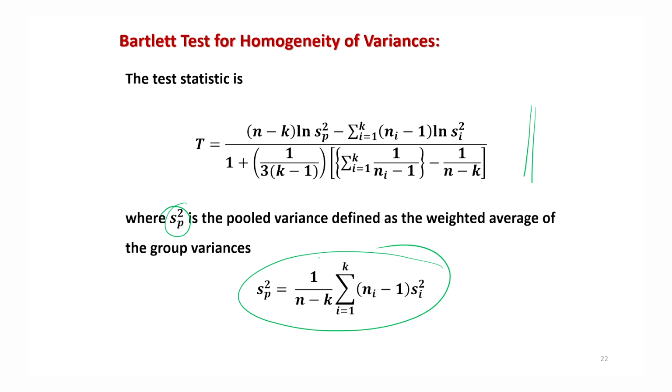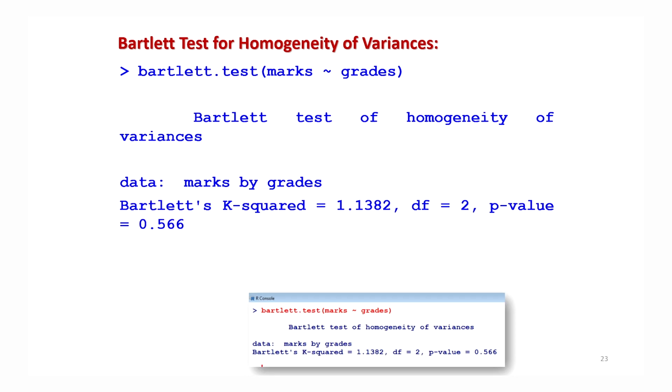The same definition has been extended, and the pooled variance is defined as the weighted average of the group variances. Now we have k groups, and each group has the variance n i minus 1 times s i square, which is then averaged. In order to conduct this Bartlett's test on the data in the R software, we have the command bartlett.test, all in lowercase alphabets, and then the formula is given the same as we did in the case of analysis of variance: marks tilde grades.